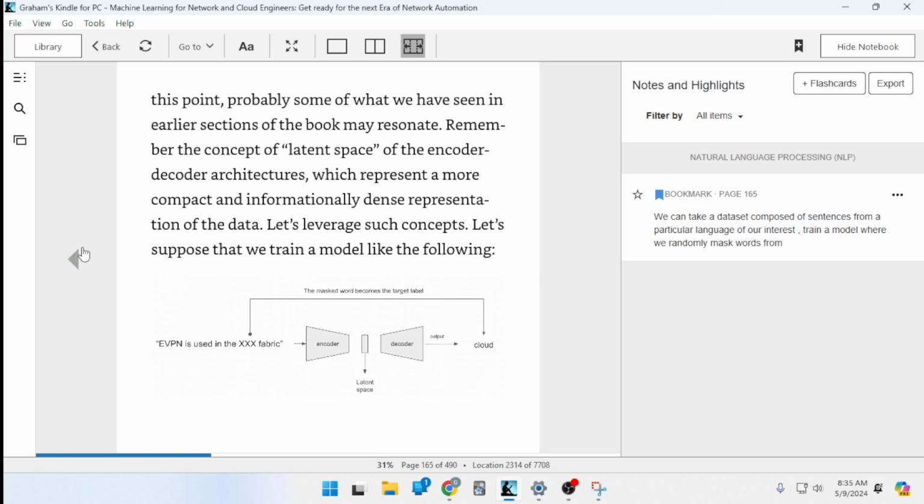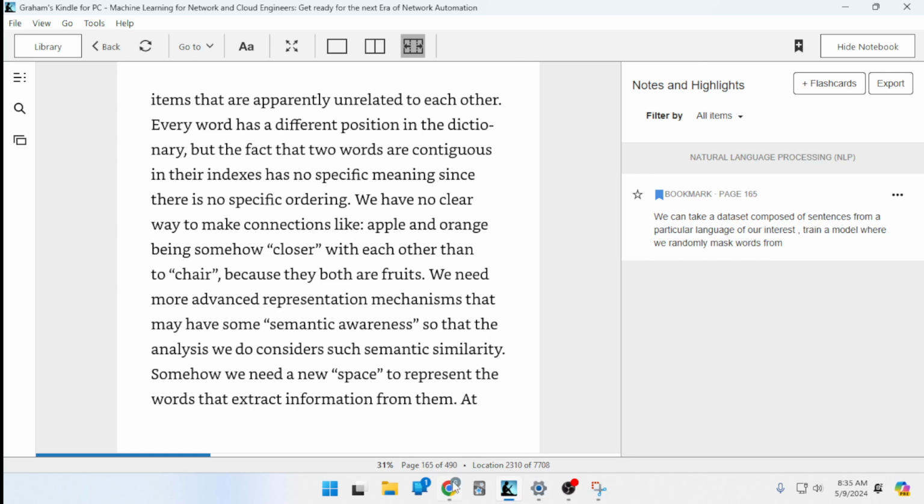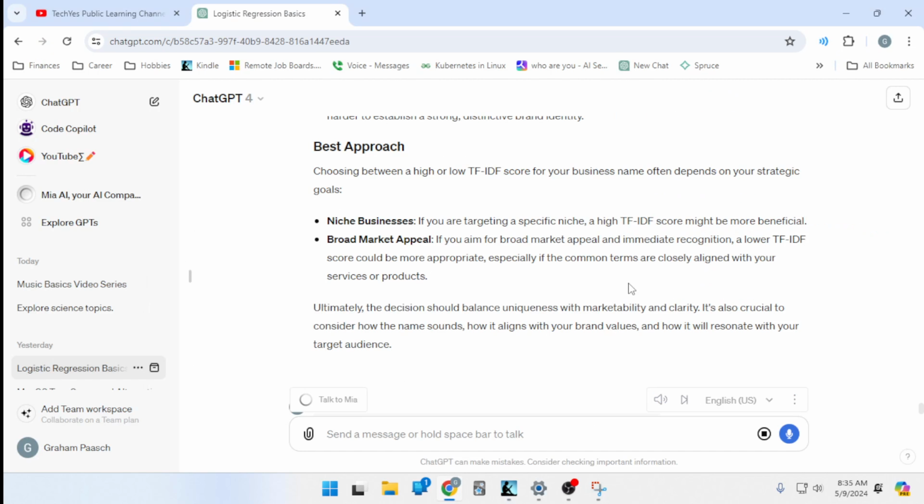And one thing I was curious about as well. Oh, do I have this? I don't.